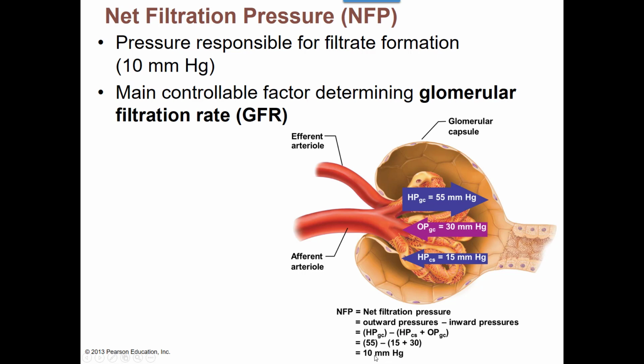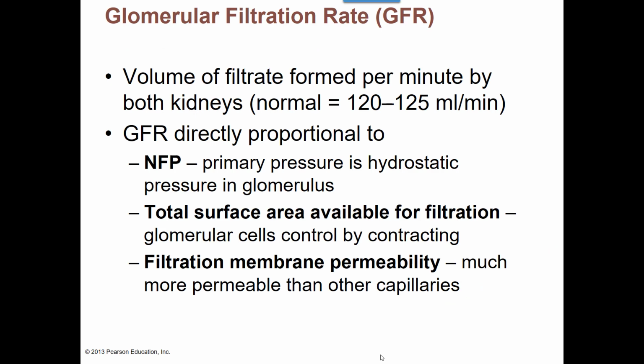it's not only dependent on that. And so the volume of filtrate that's made in your kidneys is about 120-ish milliliters of filtrate every minute. That's your normal filtration rate. Now, it's mostly dependent on that net filtration pressure, your blood pressure, but it's also dependent on what is the surface area available for filtration. If you have a larger surface area in your glomerulus, you're going to have more filtrate made. What is also the filtration permeability?